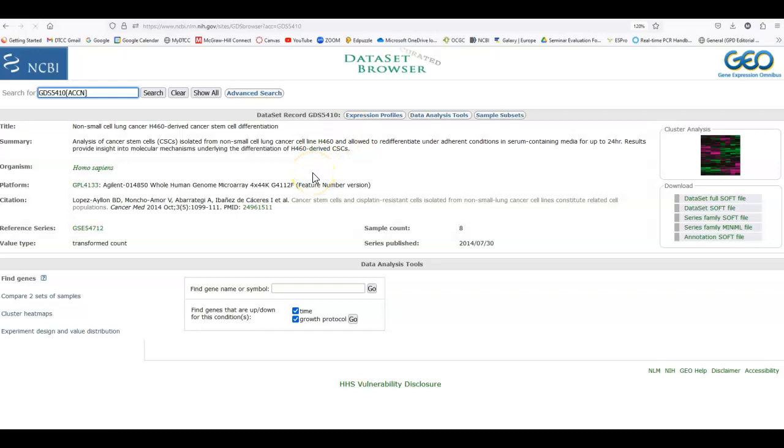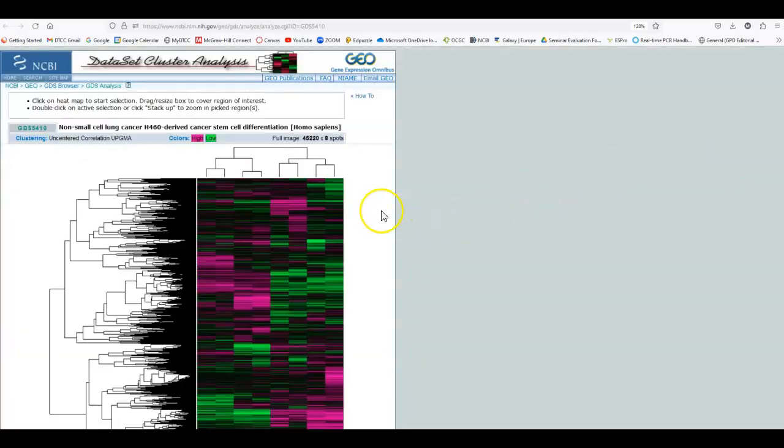What did they do? This is a non-small cell lung cancer, derived stem cell differentiation, where again they were looking at cancer stem cells and looking to see any sort of differential expression. There, it looks like there were 8 samples that they had actually used. So what are we going to do? We're just going to click on this button called cluster analysis here, and this is basically called a heat map.